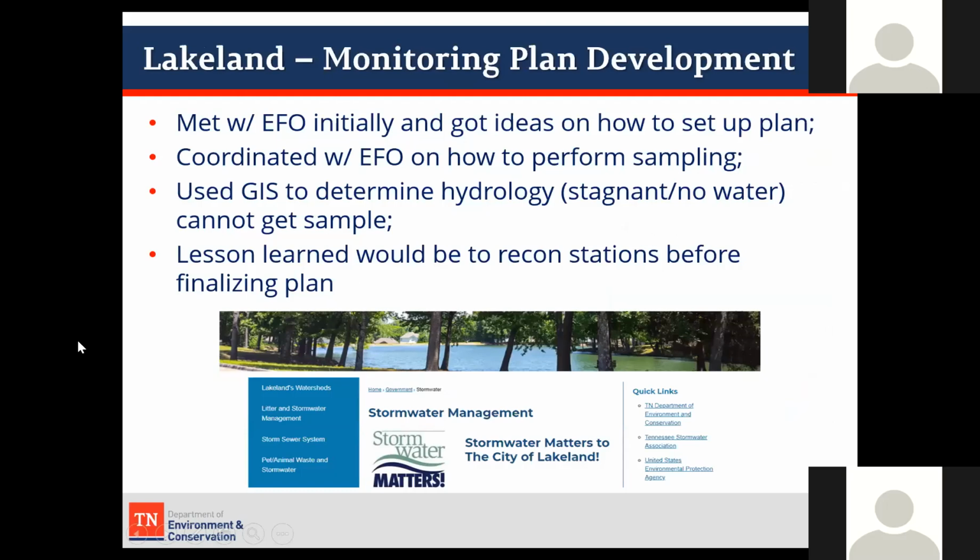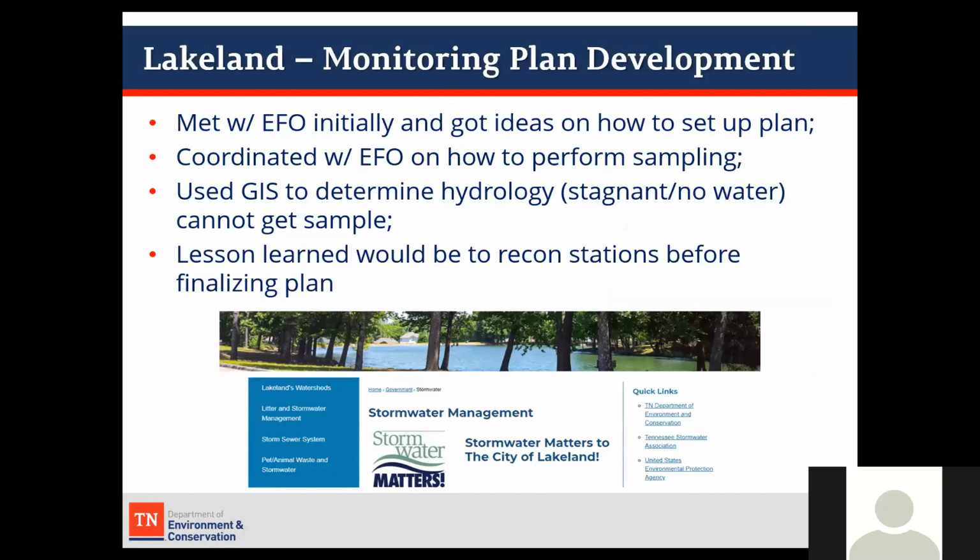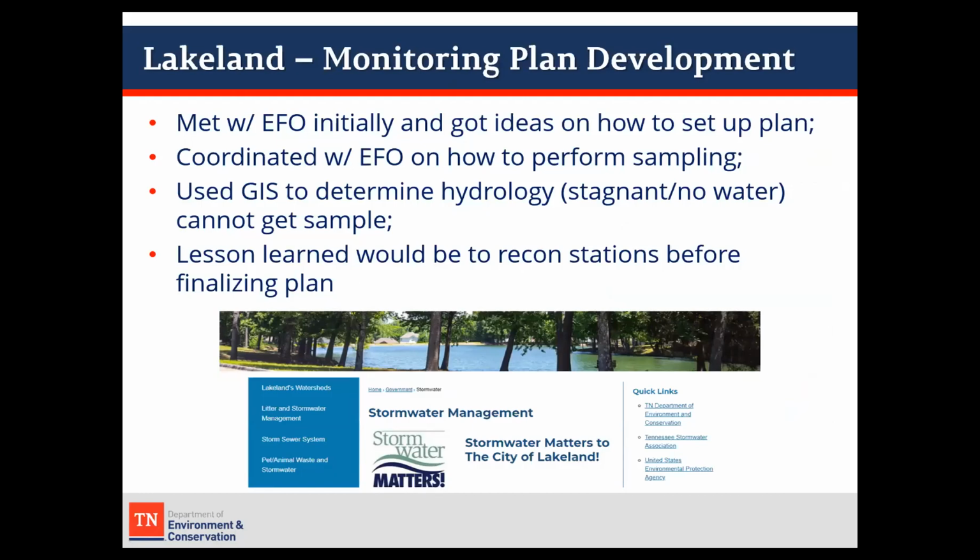All right, Lakeland. Lakeland met with the field office initially to get some ideas on how to set up the plan and coordinated with them as they were working through that entire process. They used GIS to determine hydrology, where there was stagnant or no water, and it wasn't really worth sampling. And the lesson learned that we heard the most from Lakeland was that they suggested doing reconnaissance on the stations before finalizing the plan, because evidently they finalized the plan and then went out and determined that some of those places were not ideal and not going to work as they thought they were going to.